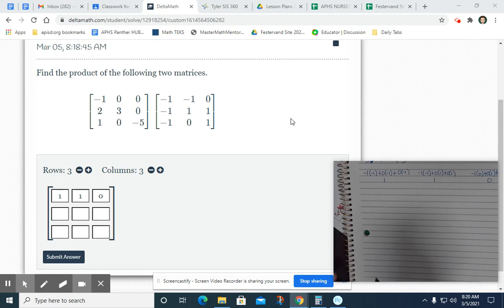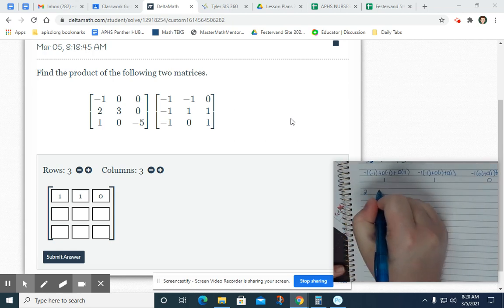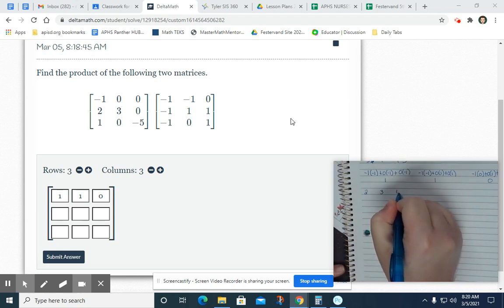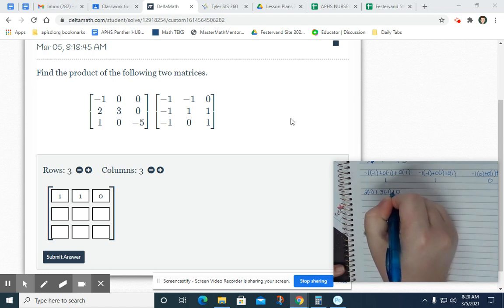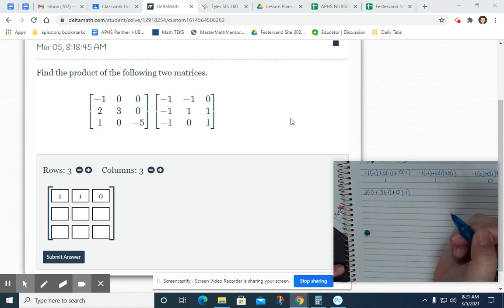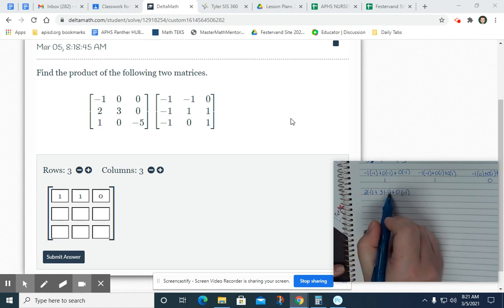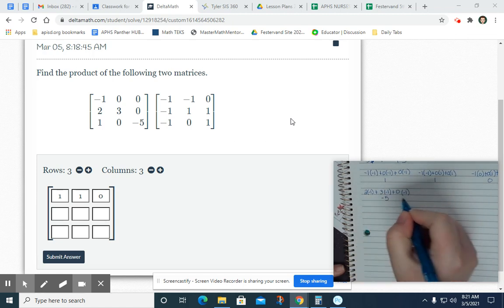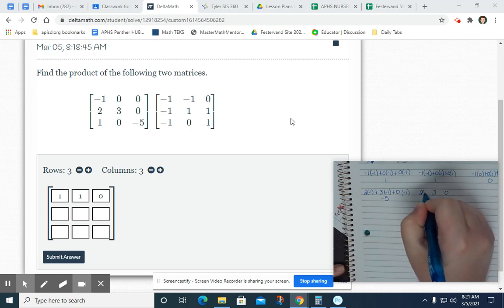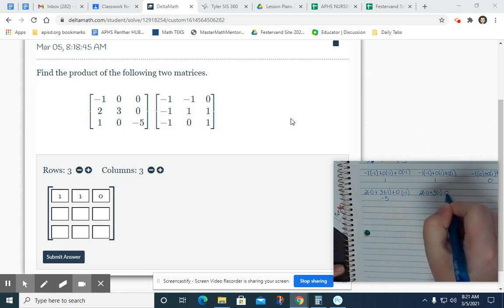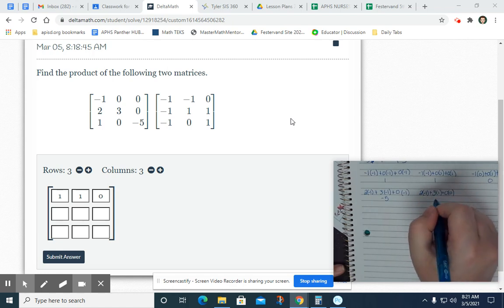So now for my second row, I'm going to take my second row, 2, 3, 0, and start by multiplying by the first column. Negative 1, negative 1, negative 1, which is going to be negative 2 minus 3, so that's going to be a negative 5. And then I'm going to take my second row times my second column, so negative 1, 1, 0. Negative 2 plus 3 is going to give me 1.